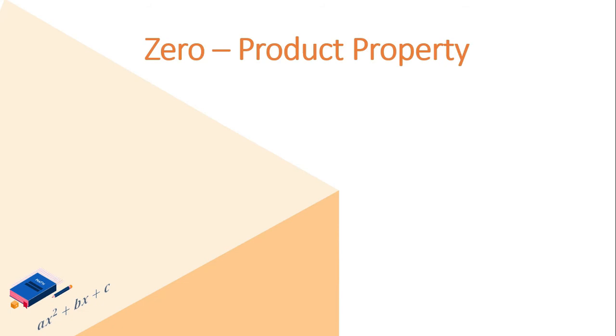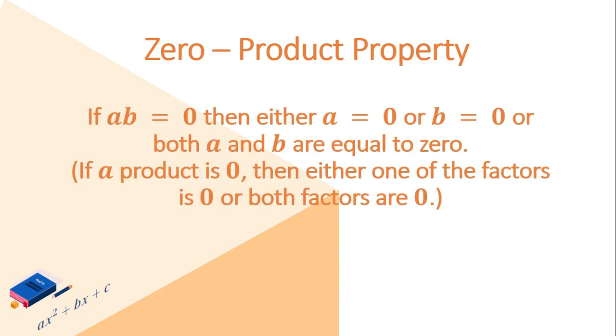The next one is the zero product property. What do I mean by this? If AB is equals to 0, then either A is equals to 0 or B is equals to 0, or both A and B are equal to 0. If a product is 0, then either one of the factors is 0 or both factors are 0.